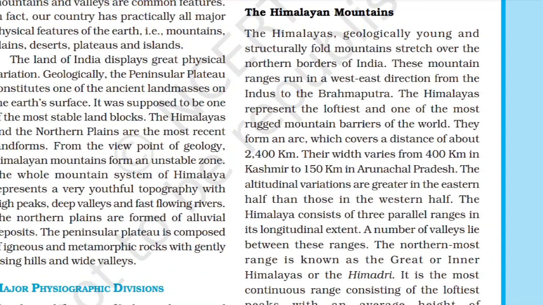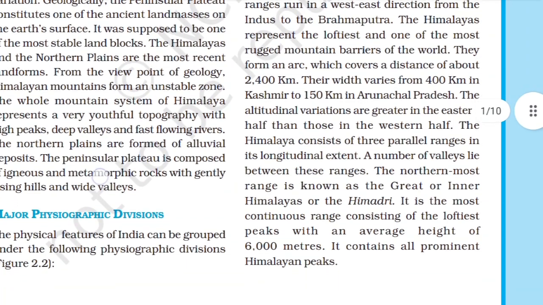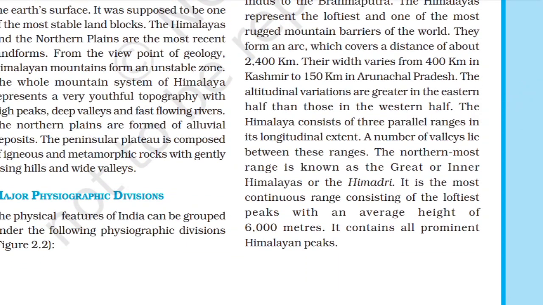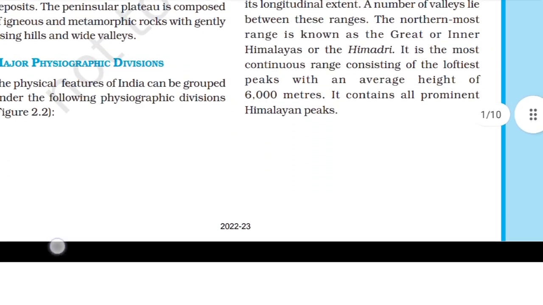They form an arc which covers a distance of about 2,400 kilometers. Their width varies from 400 km in Kashmir to 150 km in Arunachal Pradesh. The altitude variations are greater in the eastern half than in the western half. The Himalayas consist of three parallel ranges in their longitudinal extent. A number of valleys lie between these ranges. The northernmost range is known as the Great or the Inner Himalayas or the Himadri. It is the most continuous range consisting of the loftiest peaks with an average height of 6,000 meters. It contains all prominent Himalayan peaks.